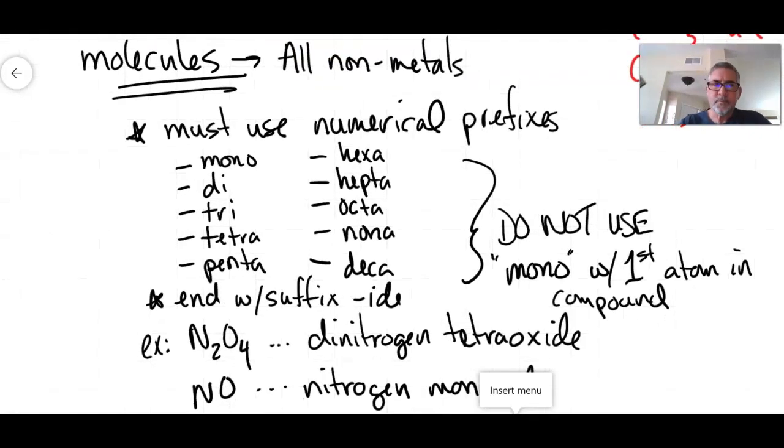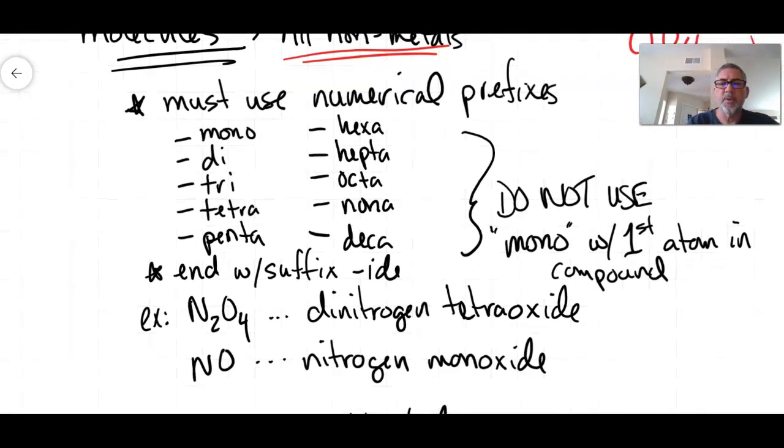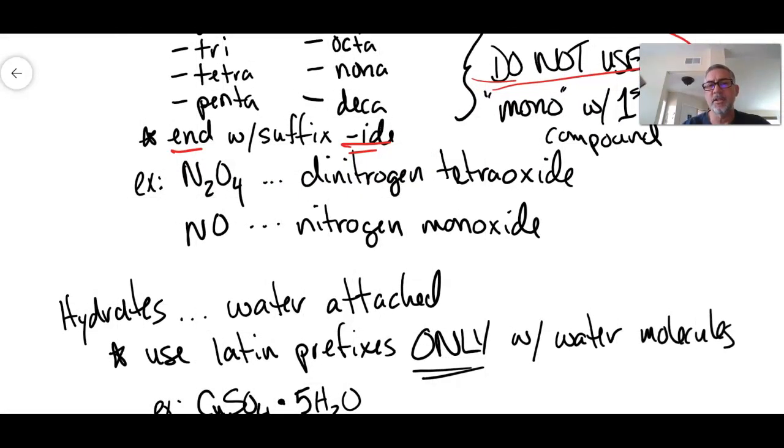So molecules made of all nonmetals. So remember that. Molecular compounds can't have any metals in them. So you must use numerical prefixes, your Latin prefixes, right? So mono, di, tri, right? Remember, we still end with "ide," right? And we do not use mono in the first element, right? So the difference between these two, this is dinitrogen tetroxide, right? Because I have 2 N's, so it's di. And then nitrogen monoxide. I don't say mononitrogen monoxide because that would just be silly.